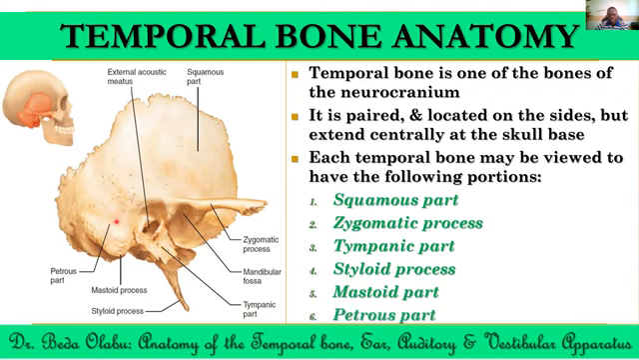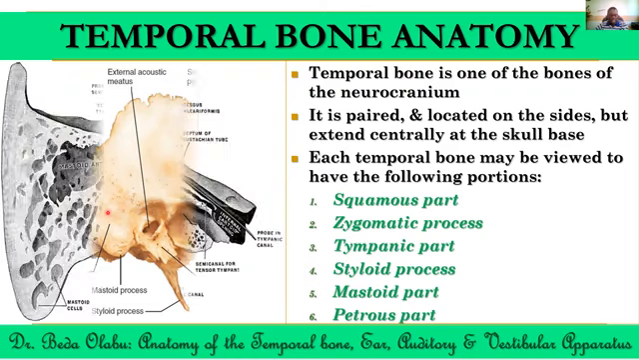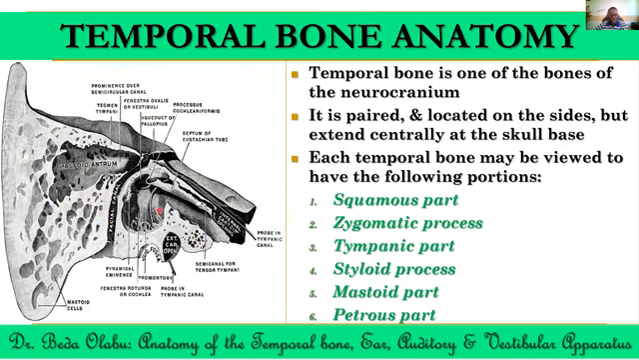And lastly, we have the petrous part. It's hard to see the petrous part from this view, but from another view you can see it. So this is the petrous part, and this is the mastoid part. Again, you notice that the petrous and the mastoid are actually morphologically one entity as well.